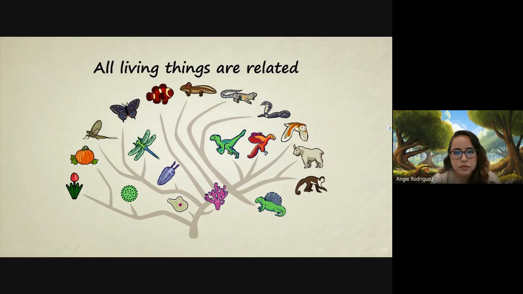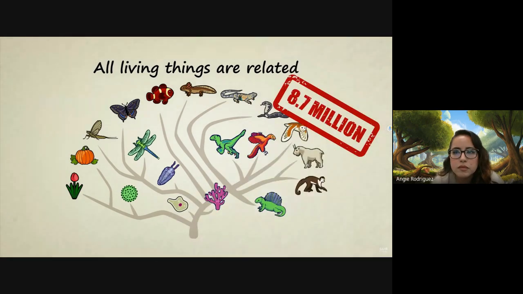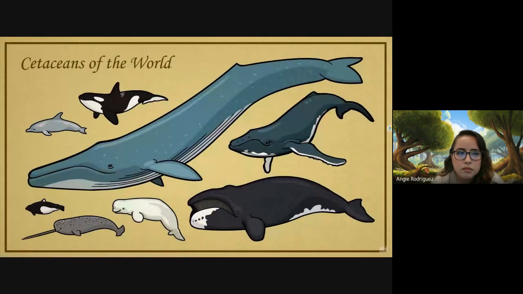We cannot tackle the entire tree of life at once. After all, there's an estimated 8.7 million species alive today. So instead, we'll focus most of our attention on one fairly small but fascinating branch of the evolutionary tree, cetaceans. This branch includes whales, dolphins, and porpoises.